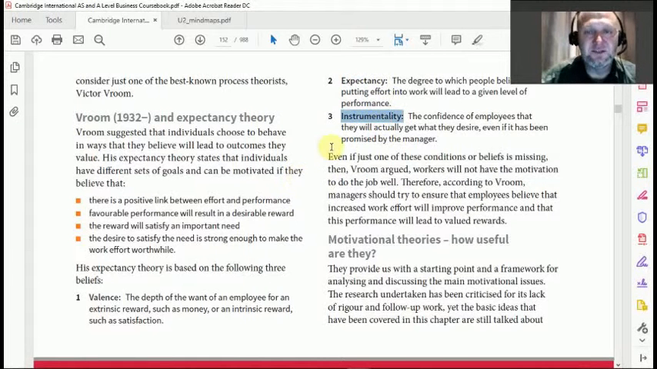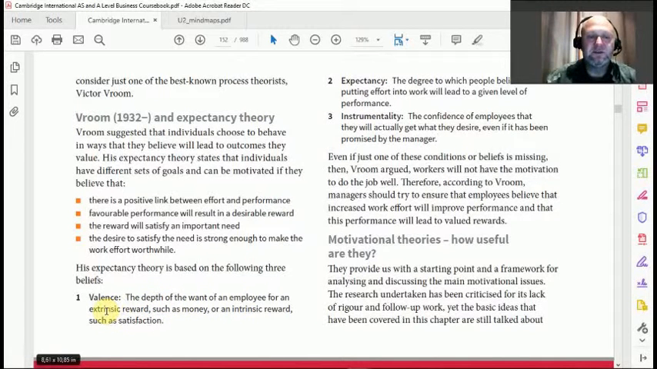So let's start with instrumentality again. Instrumentality is the confidence an employee has that they will actually get what they desire, even if it has been promised by the manager. Two, expectancy: the degree that people believe putting effort into work will lead to a given level of performance. And then the last one, valence, is the depth that the employee wants the extrinsic reward.